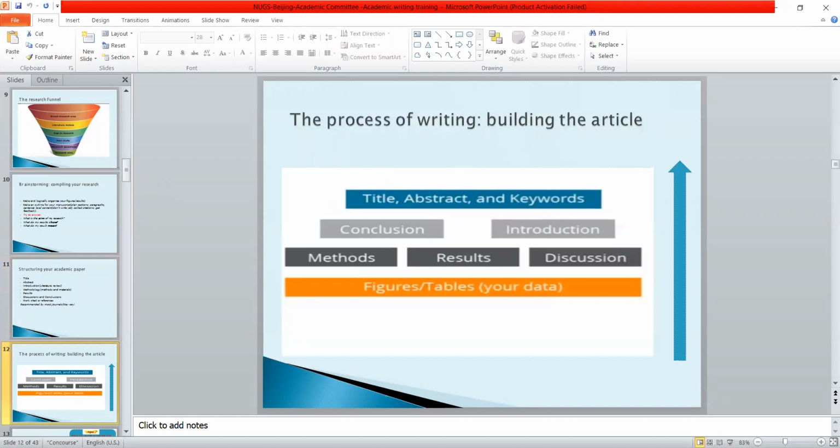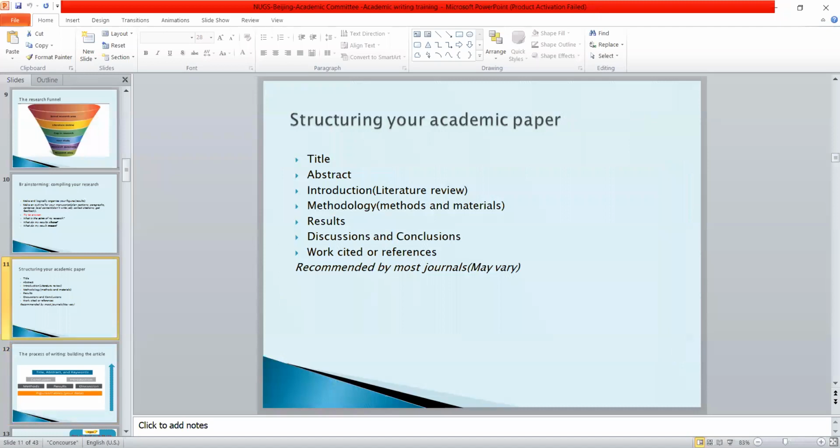Now, let's look at this. We call it the process of writing, building an article. So hello, please, can you go over the structures again? Now, we say the structuring of how to write an academic paper.